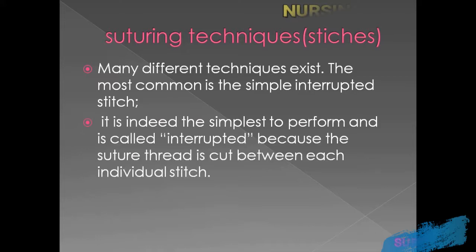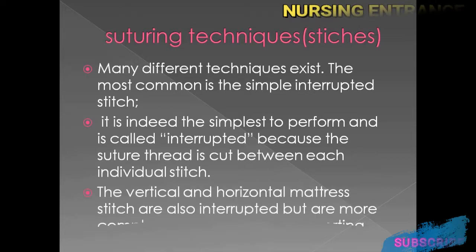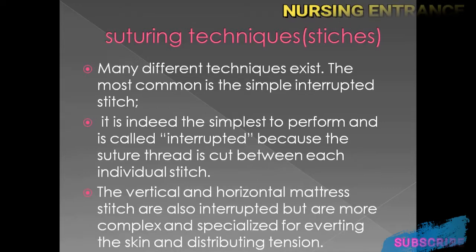It is indeed the simplest to perform and is called interrupted because the suture thread is cut between each individual stitch. The vertical and horizontal mattress stitch are also interrupted but are more complex and specialized for averting the skin and distributing tension.